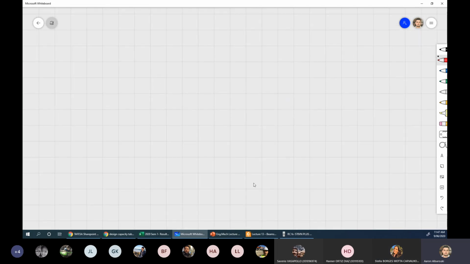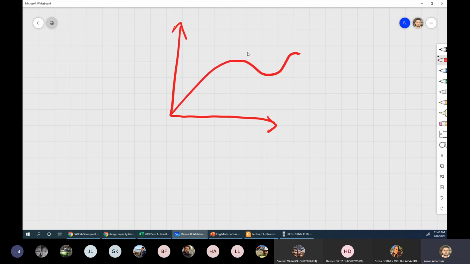FSY, what we call it, which is the yield stress of the steel. Do you remember what I told you? Euler's equation applies. This is the stress-strain curve of a steel bar. It doesn't go down. It goes straight like this, and then strain hardening, and then fades.